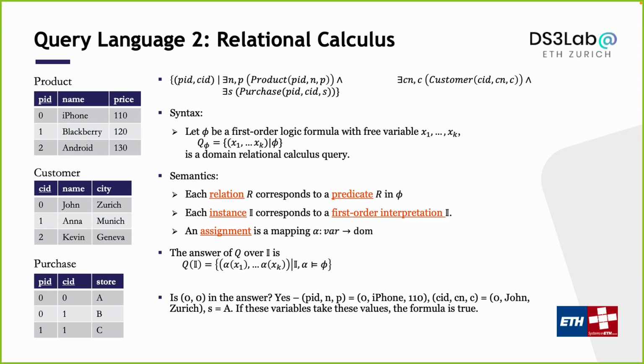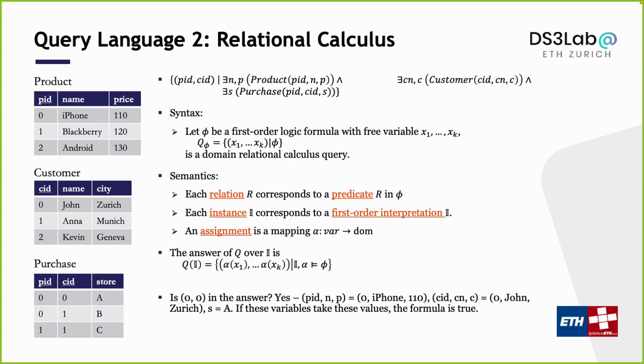So just look at this example. Assuming we have a database with three different relations, and assuming we have a relational calculus query like the one above, the free variables there are PID and CID. Then in your formula, there exist N and P such that you have product PID N P in conjunction with there exists variable S. What follows? If you look at this.